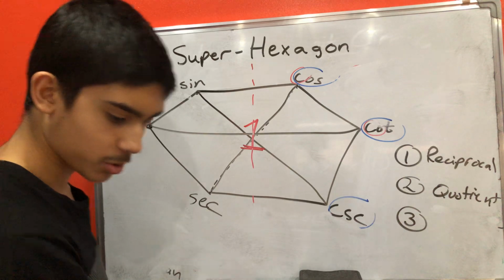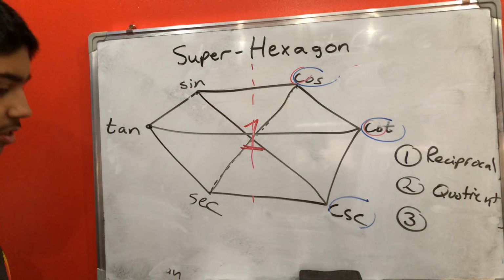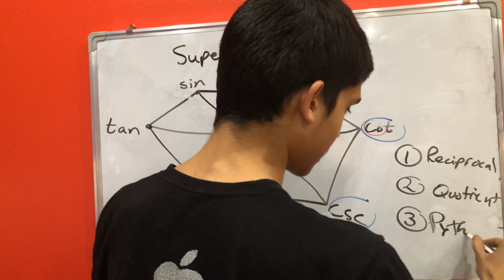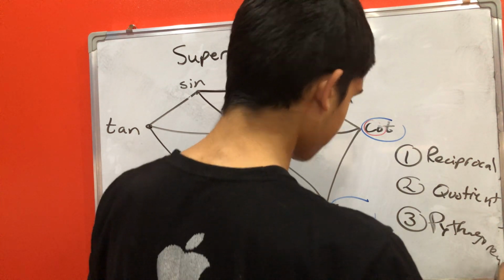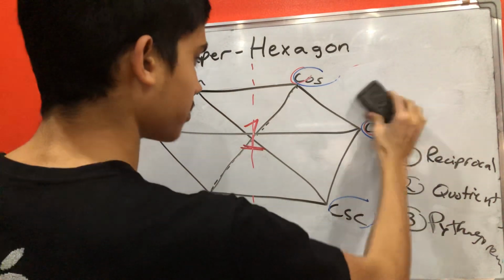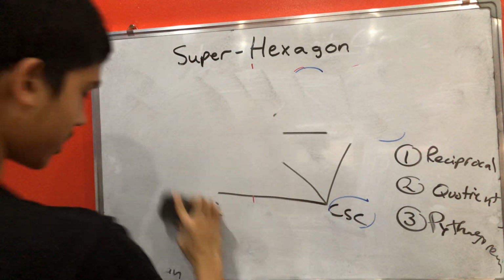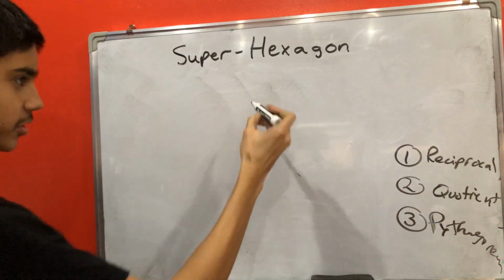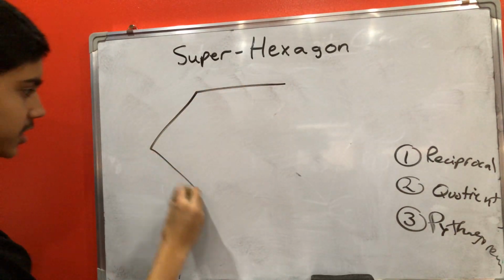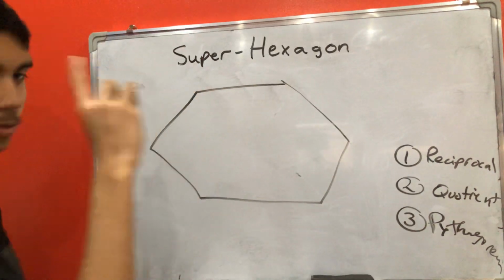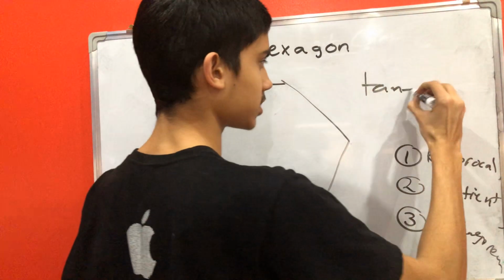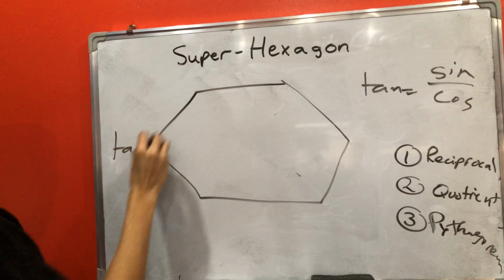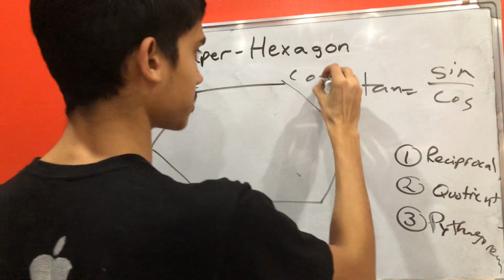And now there's one more useful one, and we can get three of them. These are the Pythagorean ones. I'm just going to redraw the hexagon really quickly. And while I redraw it, hopefully you will also remember how to redraw it. So I'm going to talk while I redraw it. We're going to draw a six-sided hexagon. And now if you remember the formula, tan equals sine over cosine, so tan goes here, sine goes here, and cosine goes here.